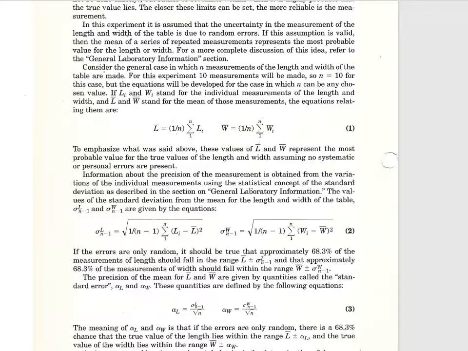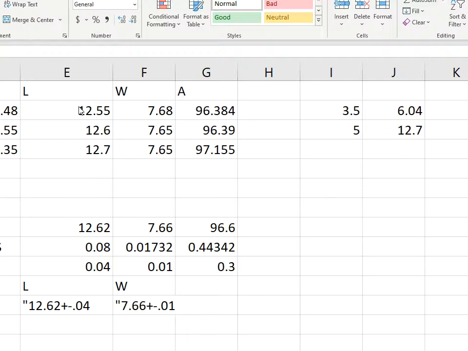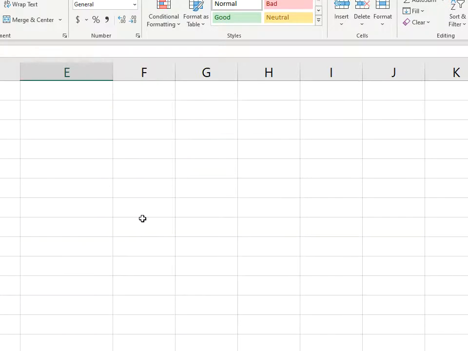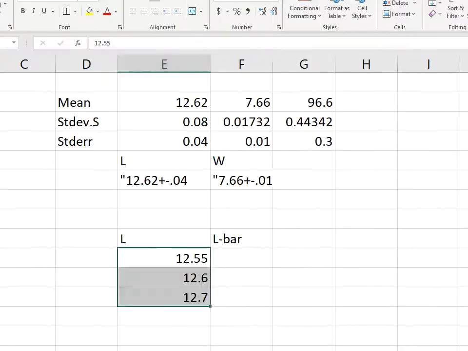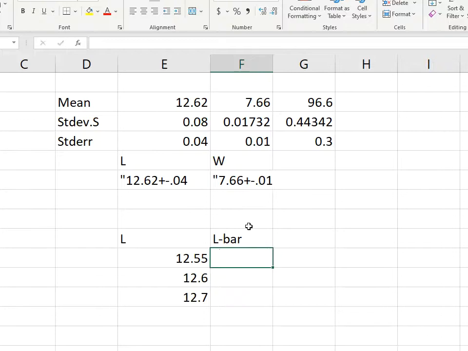Let me actually take a moment to use this formula for the case that we just did. We've got these lengths here of 12.55, 12.6, and 12.7. I'm going to come down here and copy that. Paste special. No? Okay, I just copied them number by number. Now, for these, I want L bar to be equal to, well, actually, let's do L minus L bar.